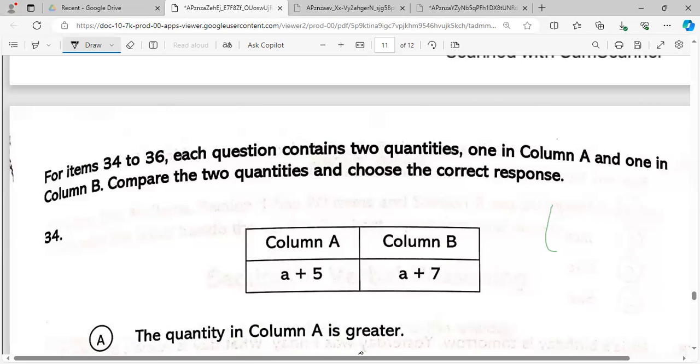So guys, this one says for items 34 to 36, each question contains 2 quantities, 1 in column A and 1 in column B. Compare the 2 quantities. Guys, may I volunteer somebody? Stefan, you want to try this one? Are you too shy? Yes, sir. All right, try it, man. I like when everyone is involved, man. I think you guys are awesome.